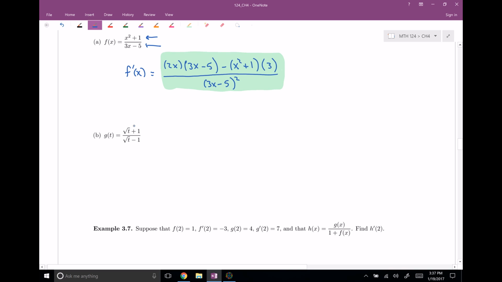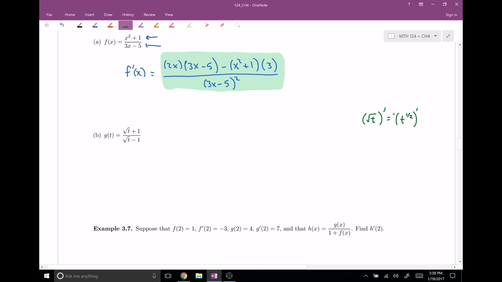Part B, it looks like something fancy should cancel. Unfortunately, it really doesn't. You can see we have some square roots, so I'm going to remind ourselves one last time here. If you want to take the derivative of the square root of t, it's very good to remember that the square root is the same thing as t to the 1/2.